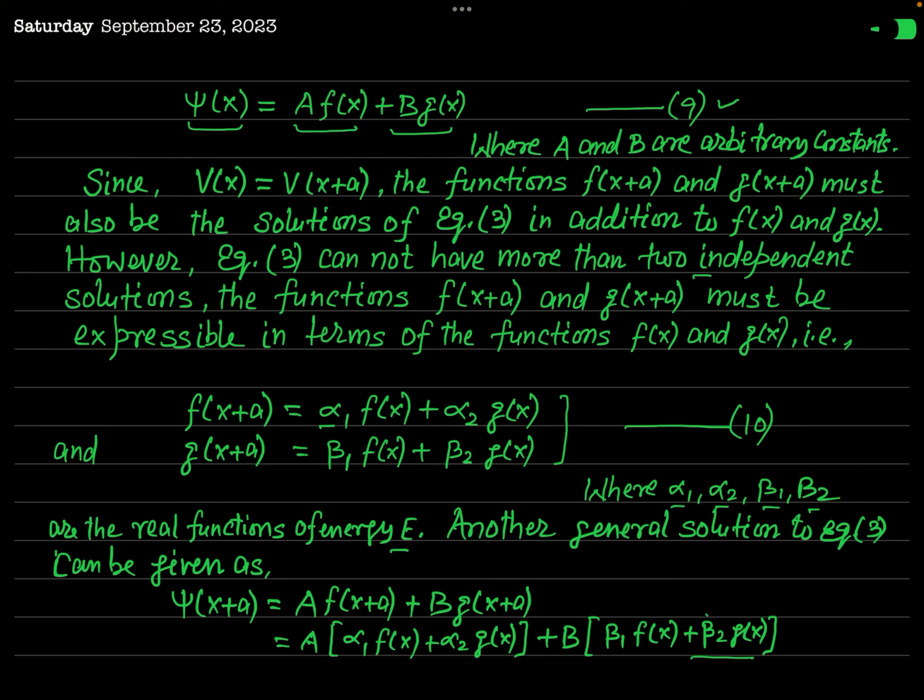Okay? Now one thing you have seen is that here our electron is moving in a periodically varying potential whose period is a. So v of x is equal to v of x plus a. Actually the nature of this potential also governs the nature of the solution. Since potential v of x is equal to v of x plus a, you can also say that f of x plus a and g of x plus a will also be solutions of that very Schrodinger equation, in addition to the solutions f of x and g of x. Okay?